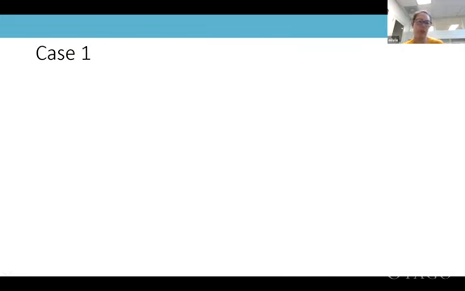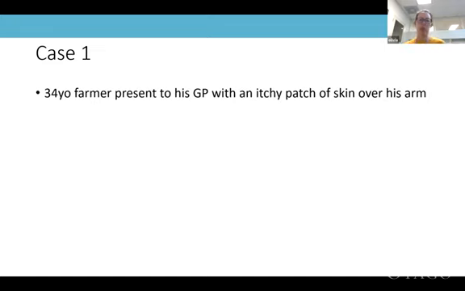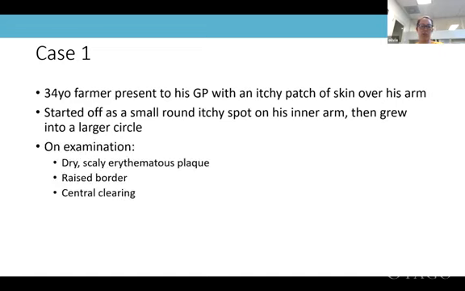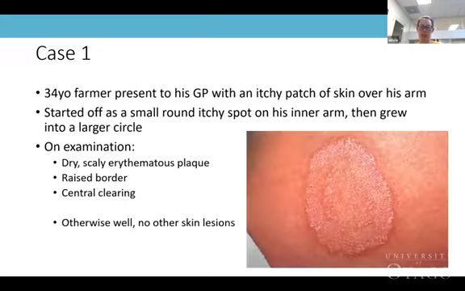So to go through some of the different fungal infections, I thought we'd just do cases. We've got a 34-year-old farmer who presents to his GP with an itchy patch of skin over his arm. It started off as a small round itchy spot on the inner arm, and grew to a much, much larger circle. You have a look at it, it's dry, scaly, but it's got quite an erythematous look to it. It's got a raised border, and there's some central clearing. He's otherwise very well. There are no other skin lesions anywhere on his body. So that's what it looks like. Any ideas what anyone thinks this is?